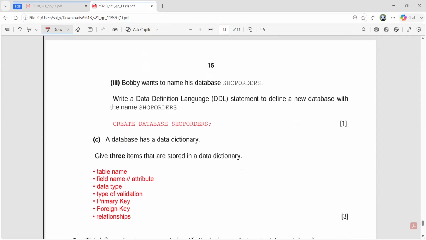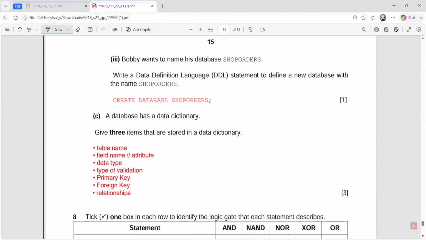Part C. A database has a data dictionary. Give 3 items that are stored in a data dictionary. So items are table name, field names or attributes, data types, type of validation, primary key, foreign key, relationships. So any of these 3 mentioned properly will result in you scoring 3 out of 3.